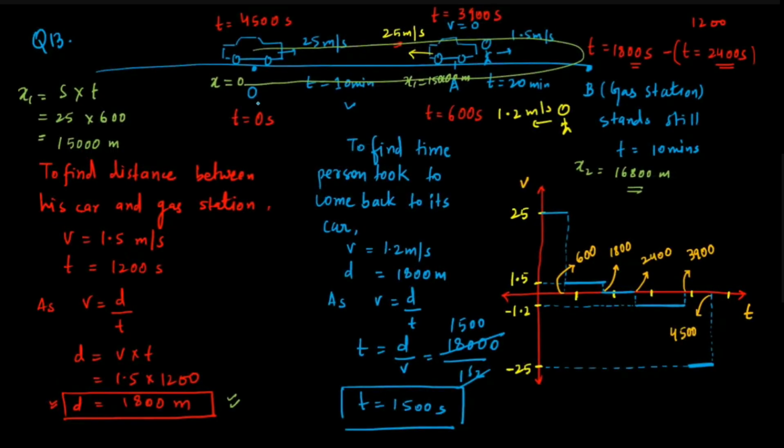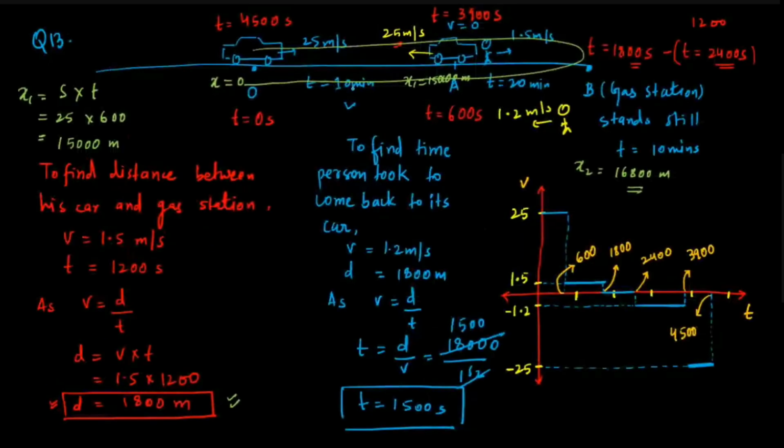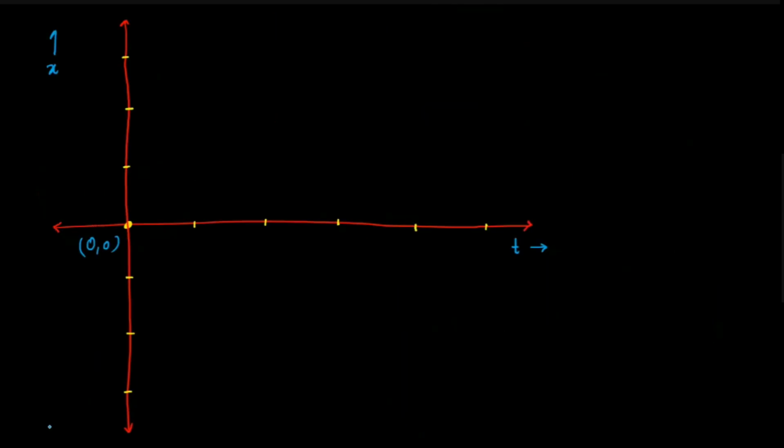So at x0, t0, the particle was at point O. This was the origin. I can mark 0, 0 here. This is supposed to be my time axis and this is supposed to be my position axis. So at point A, the time is supposed to be 600 seconds and displacement is supposed to be 15,000. This is my 600 point, I assume. And this is my 15,000 point.